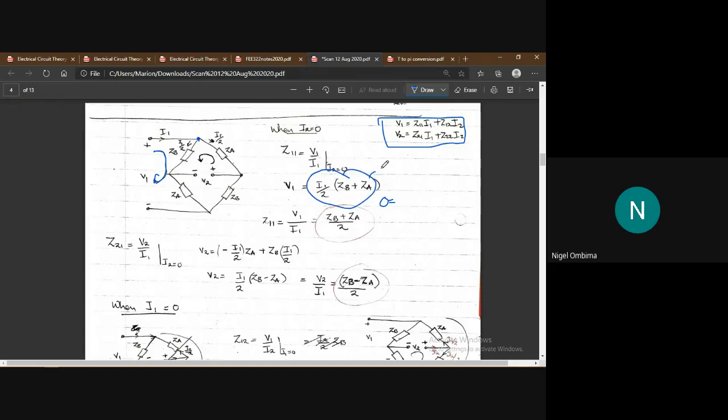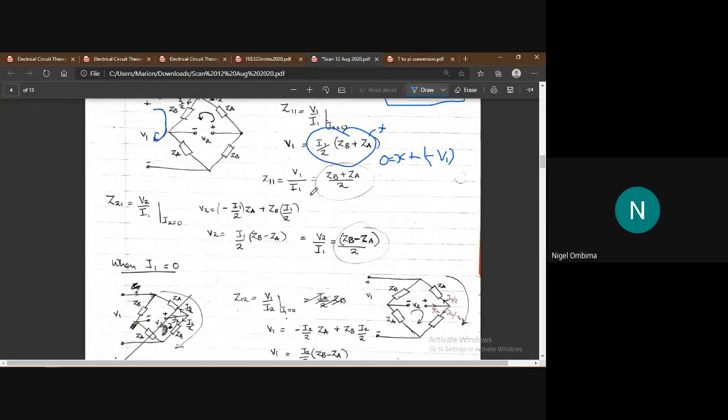Okay, let me just put this as X. So X plus minus V1. Poleni siju kuchora vizuri na mouse, lakini this is technically it. It's just the same as this. So V11, sorry, is this. So Z11, which is V1 over I1, becomes ZB plus ZA over 2.